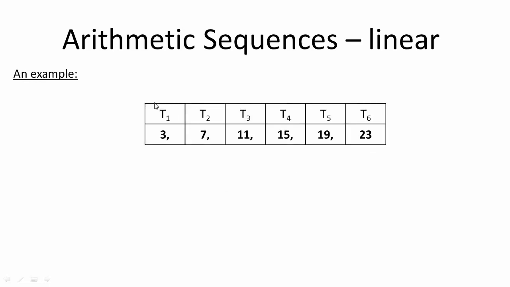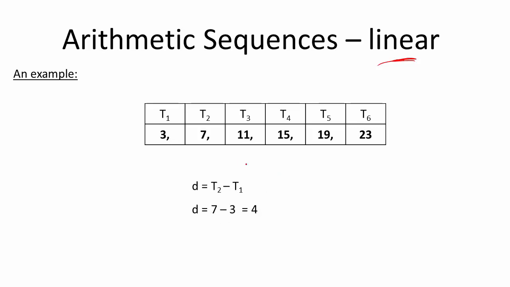Now remember, these are the terms of the sequence: term 1, term 2, term 3, term 4, etc. Now, I've told you this is an arithmetic sequence. I've told you it is linear, right? But you can quite easily see that there's a constant difference here. We're going to calculate that anyway. T2 minus T1, this is the difference. That's 7 minus 3, which is equal to 4.